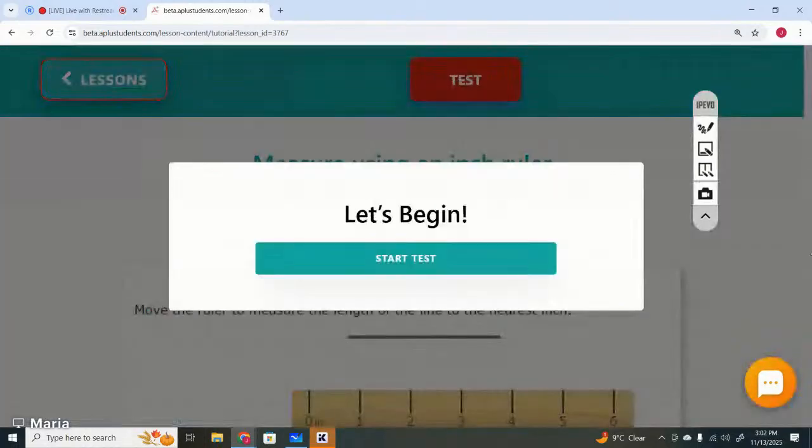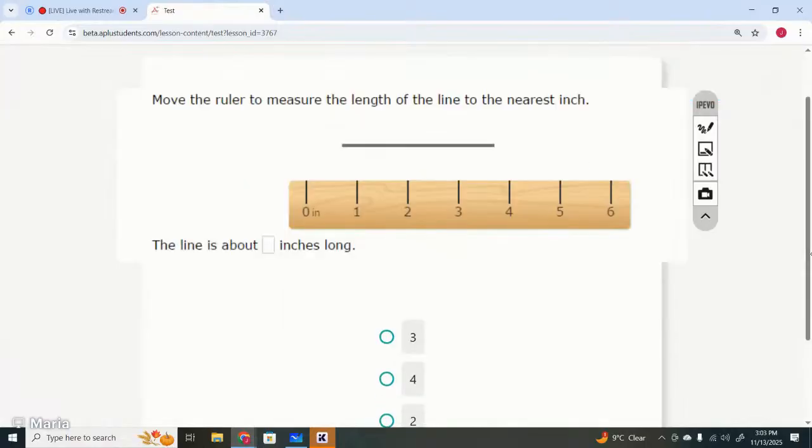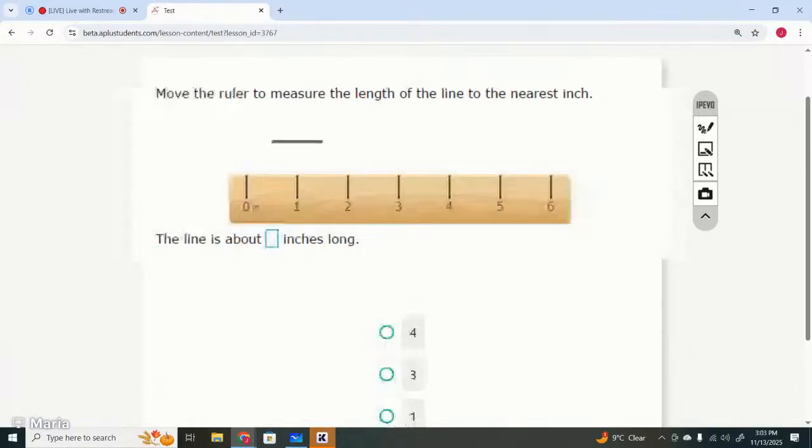Let's just start with the test questions. Move the ruler to measure the length of the line to the nearest inch. So we have to line up the left end of the line with the zero on the ruler, and then we have to look at the right end. If we line up this line to zero on the ruler, the right end would be at the 3 inches. The correct option is 3 inches long. Option number one is the correct option.